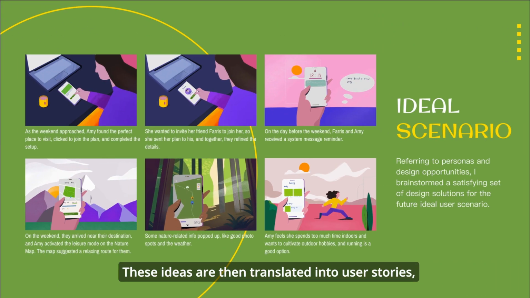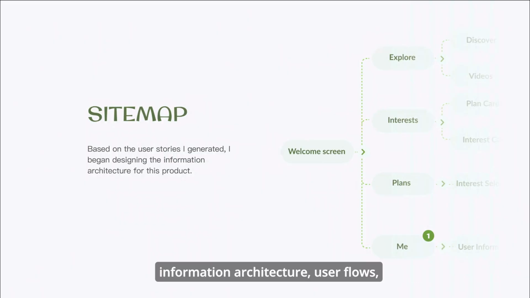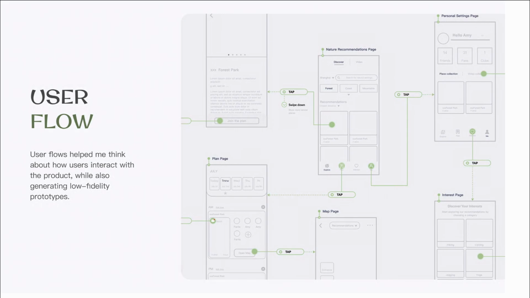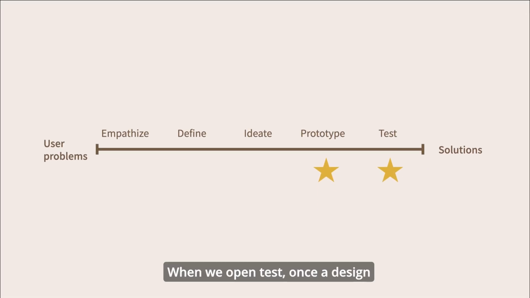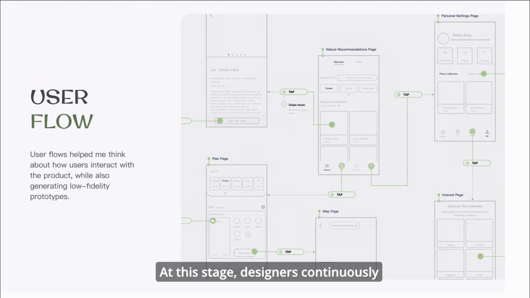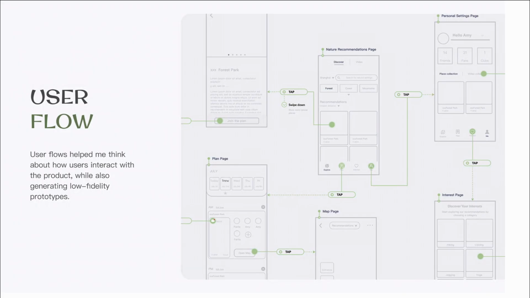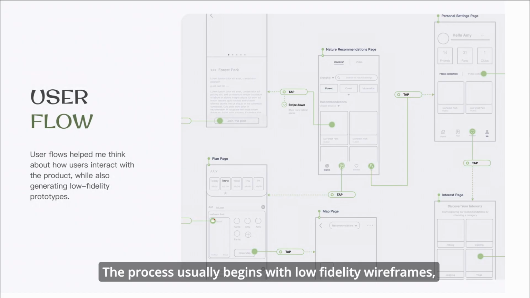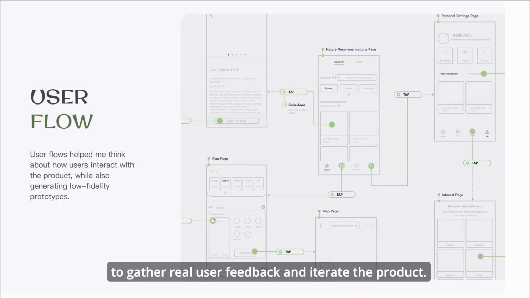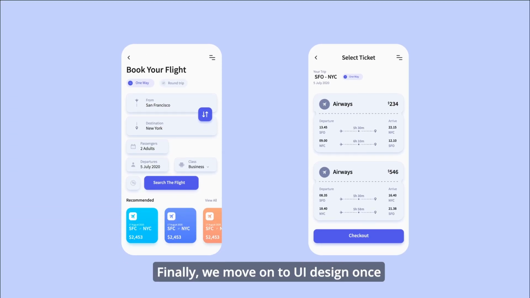These ideas are then translated into user stories, information architecture, user flows, and other elements that turn concepts into real product structures. Prototype and test. Once a design direction is chosen, we enter the prototype stage. Prototyping and testing go hand in hand. At this stage, designers continuously refine their designs rather than jumping straight to the final solution. The process usually begins with low-fidelity wireframes, followed by usability testing to gather real user feedback and iterate the product. Finally, we move on to UI design once the interaction framework is validated.